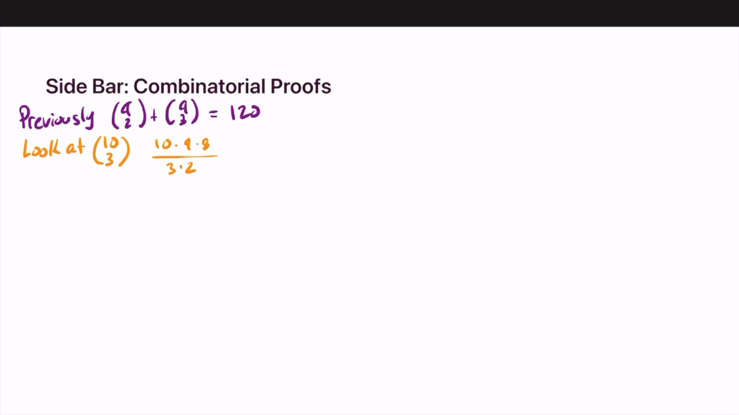And then this will become a 3, and this will become a 4. You can just follow the same steps from the last slide, but this will also equal, and this is the important thing, 120.